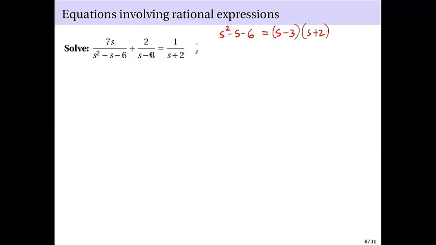And this s minus 3 is also a denominator of this. This s plus 2 is also a denominator of this. So if they are the denominators, you don't want your s minus 3 to be 0. You also don't want your s plus 2 to be 0. But this means that s cannot be 3. Here, s cannot be negative 2. And again, these two conditions will also include this because they are the factors of s squared minus s minus 6.